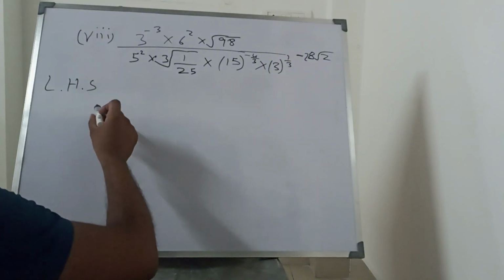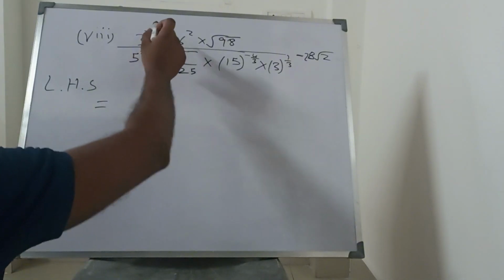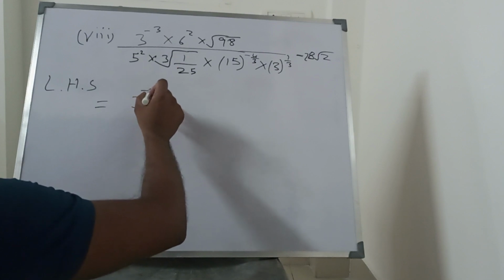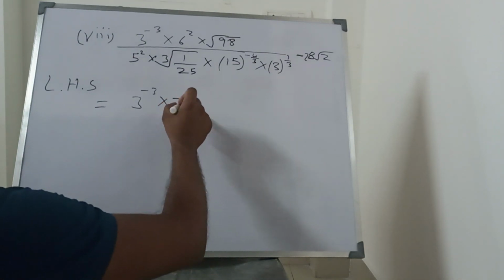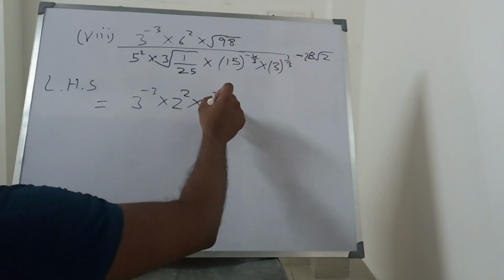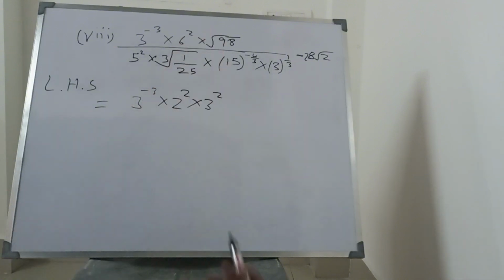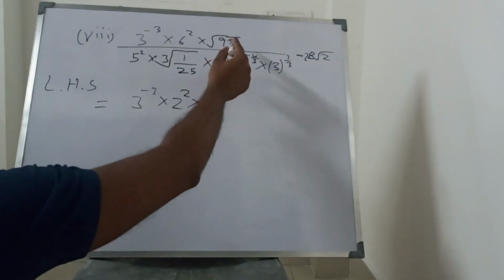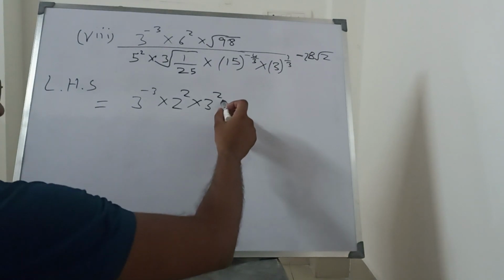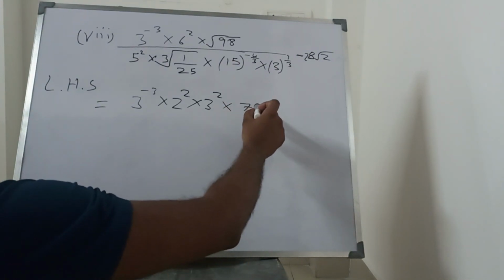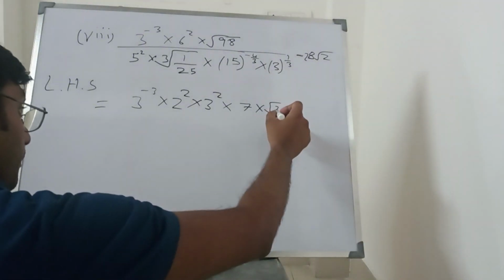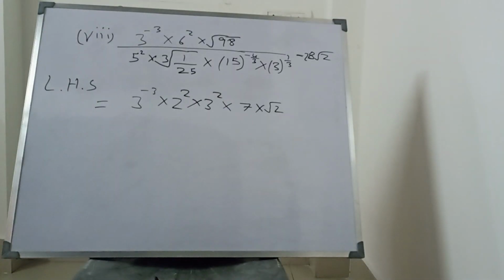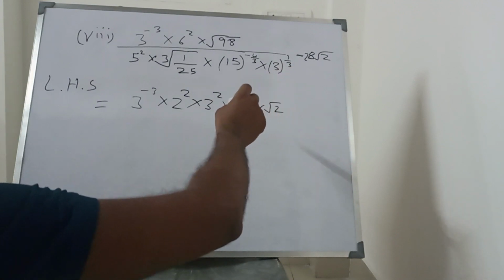equals to, over here, if I write this 3 as 3 to the power minus 3 into 6 can be written as 2 into 3. So 2 to the power 2 into 3 to the power 2. This entire thing means 6 to the power 2. Then again 98. If I take the LCM, it will give 7 into root over 2. So you can guess that this root over 2 is already coming.